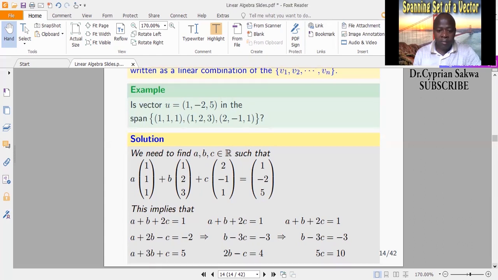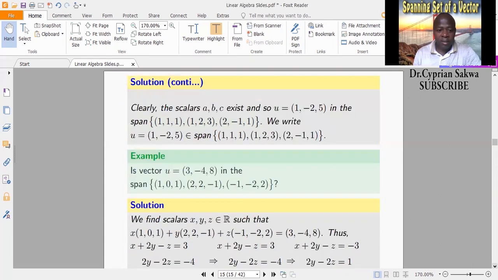So we've already done that. We've seen that the scalars exist, and since the scalars exist, we say that U is in this span. We can write it this way: U is in the span. You can see that this symbol means element of, belongs to. U belongs to this span.